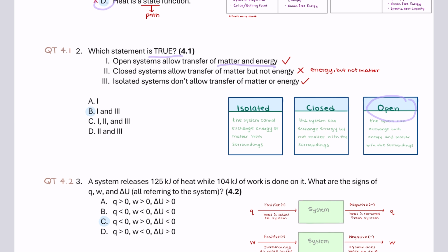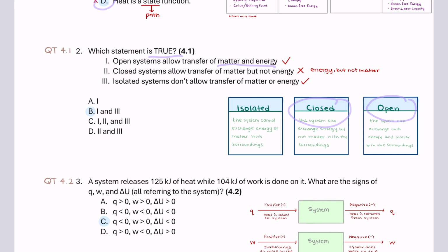Statement 2 says closed systems allow transfer of matter, but not energy. This is false. A closed system actually allows the transfer of energy, but not matter. So that means heat or work can enter or leave, but no physical substances can go in or out. Since this statement claims the opposite, that matter can transfer but energy cannot, it's incorrect.